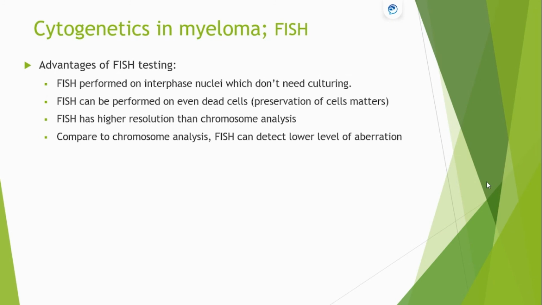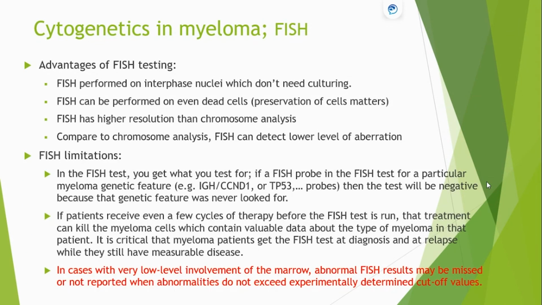Chromosome analysis is taking a look at the whole genome from a far distance. FISH gets a little bit closer. And compared to chromosome analysis, FISH can detect lower levels of aberrations. For chromosome analysis, we analyze 20 cells, but for FISH, at least 100 to 200 cells. So you have a higher chance, in random testing, of getting the abnormal cells present at a lower level. It has its own limitation.